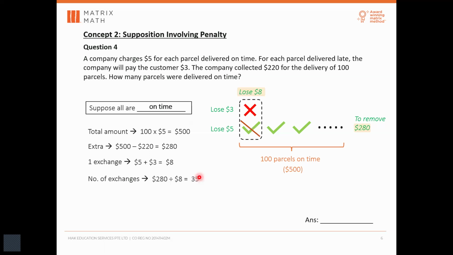Is 35 late or on time? So we are doing this 35 times, right? 35 times means I'm putting in 35 late. Is 35 the answer? No, because they're asking for on time. So always go back to the question. They're asking for on time. So you need to minus from the total number of parcels, which is 100. So 100 minus 35. Answer: 65 parcels.